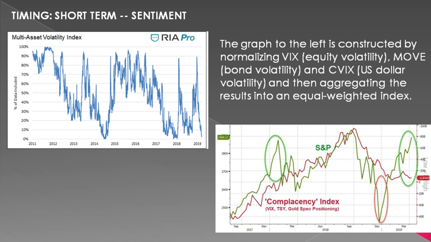Complacency is at extremes. The graph shown here on the upper left is constructed by normalizing the VIX, equity volatility, the MOVE, that is the bond volatility, and the CVIX, which is the US dollar volatility, then aggregating the results into an equal weighted index. The y-axis denotes the percentage of time that the same or lower levels of aggregated volatility occurred since 2010. The current level is 1.91%, meaning that only 1.9% of the readings registered at a lower level. The market is highly complacent.